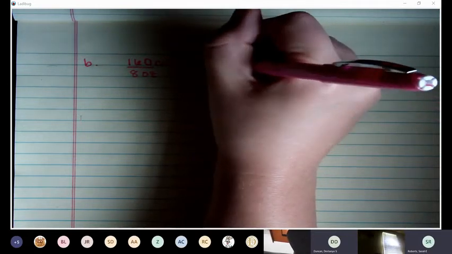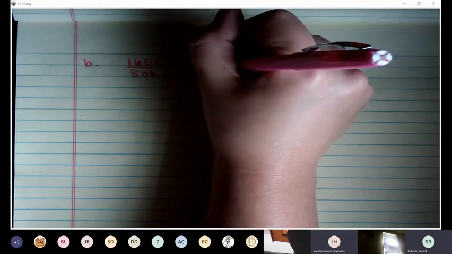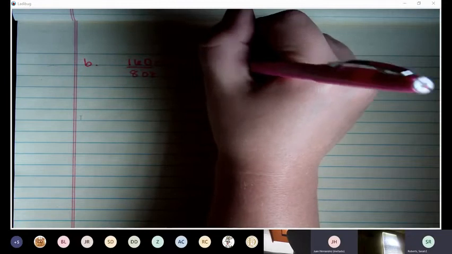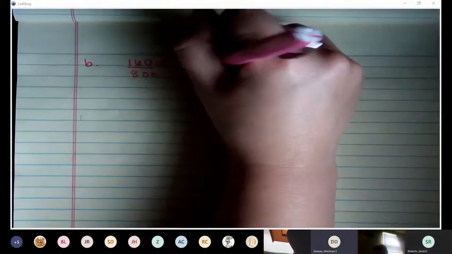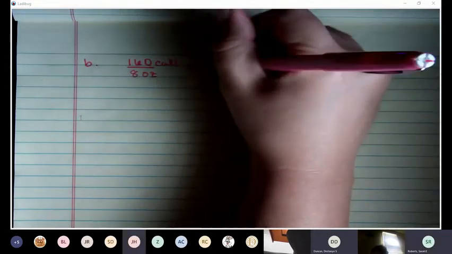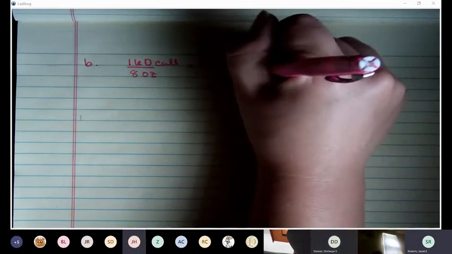So what's 160 divided by 8? 20. What did you say? 160 divided by 8 is 20. Yeah, perfect. 20 calories. So there's 20 calories per ounce of milk. Okay, so that should be part B.